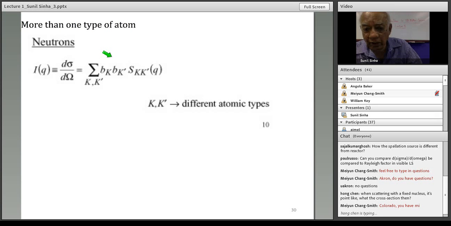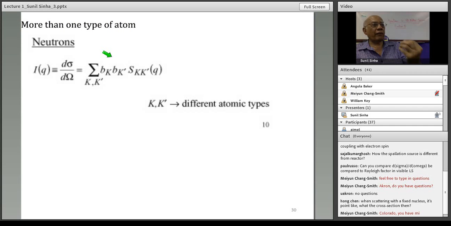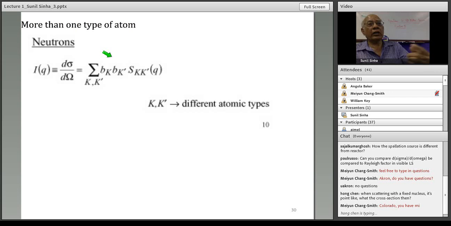There's another question here. When scattering with a fixed nucleus, it's point-like. What's the cross-section then? Well, that's actually the assumption I made in deriving the cross-section. The nucleus isn't really a point scatterer, but it can be treated as one because of the very small size of the nucleus, 10 to the minus 13 centimeters. It can be considered as a point scatterer with a delta function interaction. So the spherical wave of the form b over r e to the ikr, and the cross-section relating to b squared, is in fact the cross-section for a point scatterer, because in the approximation that I'm talking about here, which is good enough for all neutron scattering, all nuclei are point scatterers.